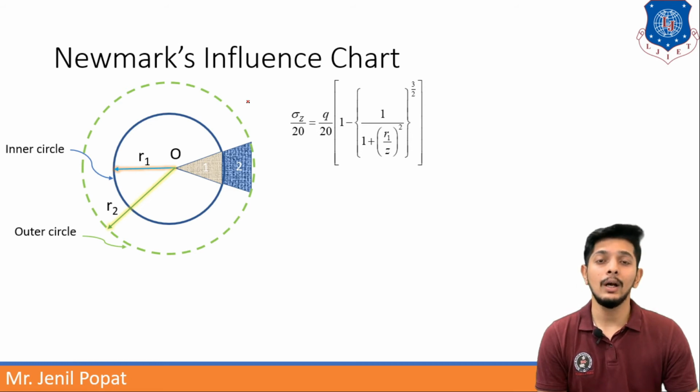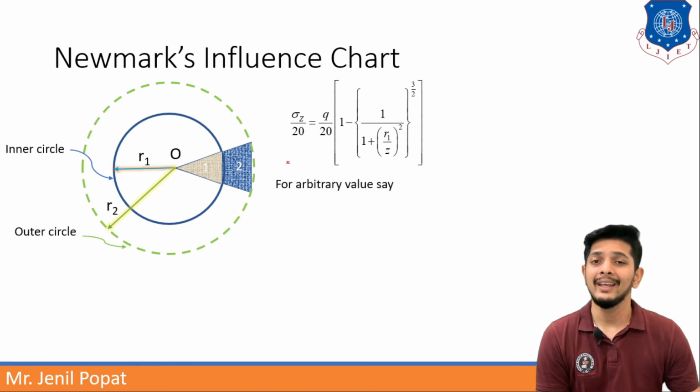The equation given by Newmark's influence theory is sigma z by 20 is equal to q by 20 times bracket 1 minus bracket 1 upon 1 plus (r1 by z) square, whole raised to the power 3 by 2. Here q is the intensity of loading per unit area, and 20 is here because every circle is divided into 20 equal parts. So the inner circle having radius r1 will be divided in 20 equal parts, and every equal part will have these kinds of stress values.